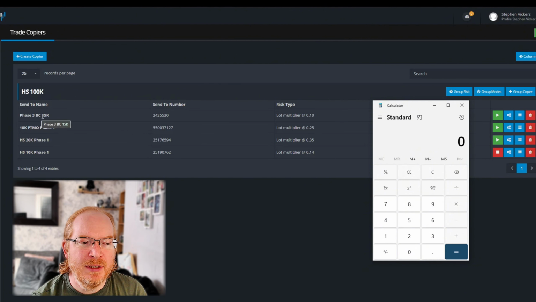Now, we won't worry about the phase 3 bootcamp because all we're doing really is pulling that one out of drawdown from the past. But we can have a look. So it's $700 per risk on the main account, with a lot multiplier of 0.1. So we're currently risking $70 on that account per trade. And it's a 15k account. So just slowly edging that one back up to 15k to get out of drawdown. The FTMO account we've discussed, risking 1.7 whatever it was percent.